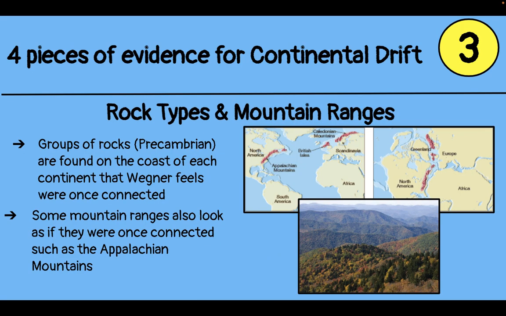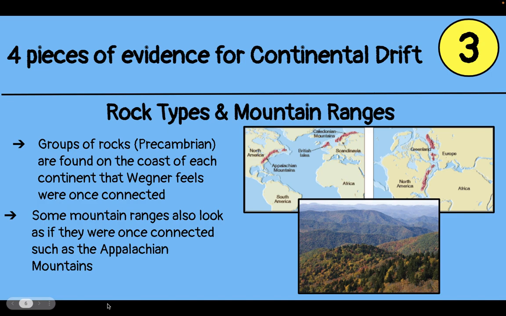And moving on to our third piece of evidence, we're going to talk about some rock types and mountain ranges. So it says here, our first point, groups of rocks from the Precambrian era are found on the coast of each continent that Wagner believes were once connected. So again, Wagner believes that North America kind of tied together to Europe, to Greenland, to Africa, and now parts of the same rocks are found right here where they were once connected.